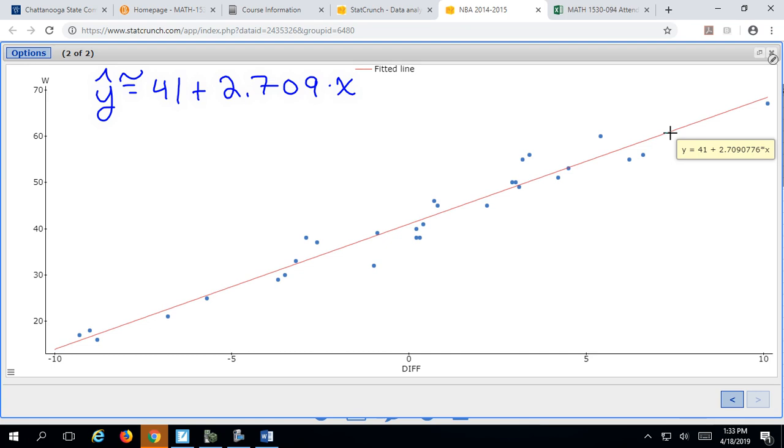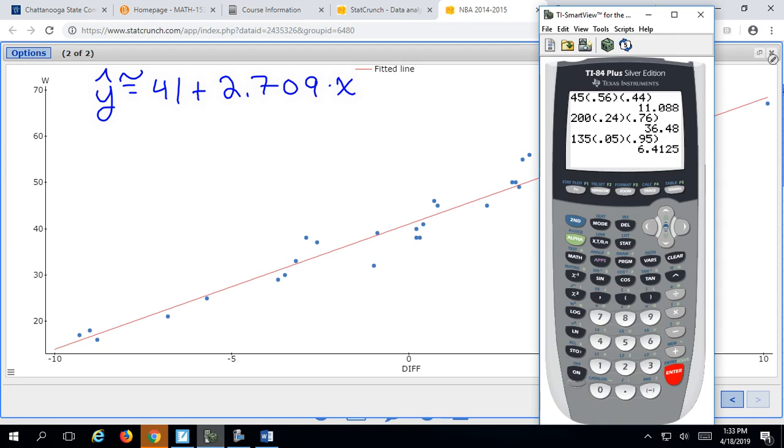If I said, let's say their point differential was 2 for the whole season. They averaged beating their opponent by 2 points per game. That's just their average differential, right? So you would say, well, how many wins would that be? Well, you could use this equation, right? You could say the number of wins should be 41 plus 2.709 times this point differential of 2. And we would predict about 46 wins.